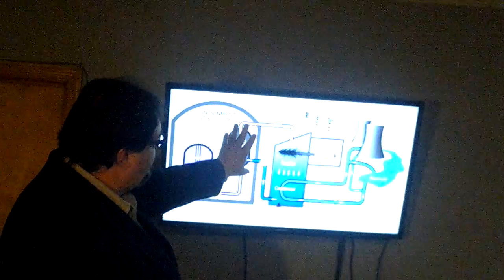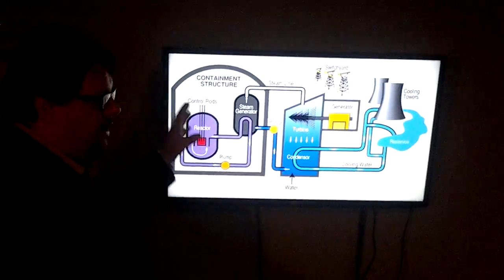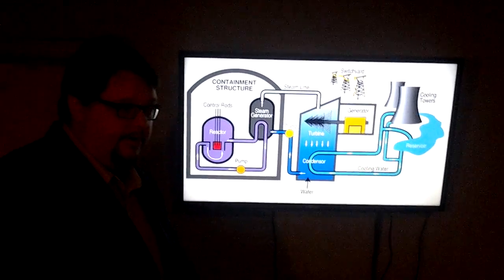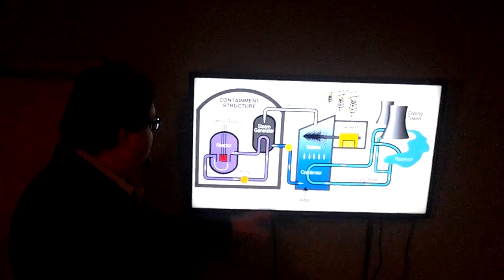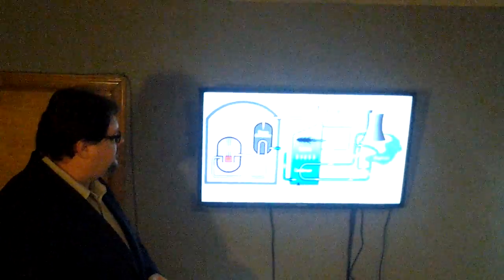One of the first things you notice is we have another component in this. This is a pressurized water reactor, or a PWR. This new component that we're talking about is called a steam generator.